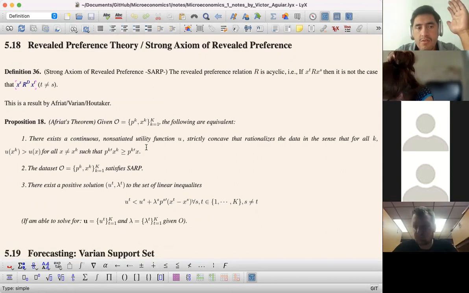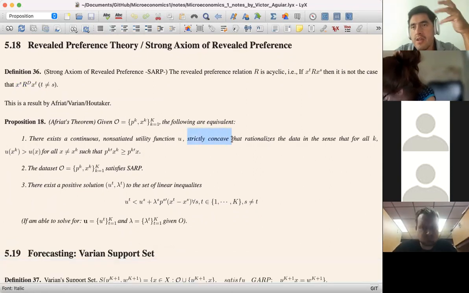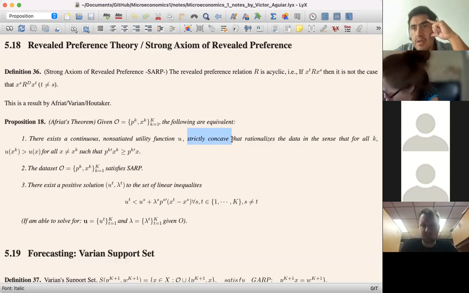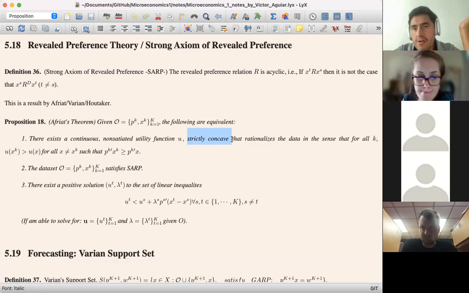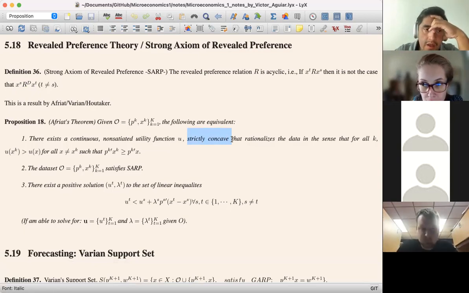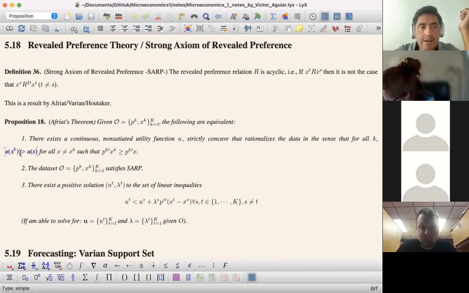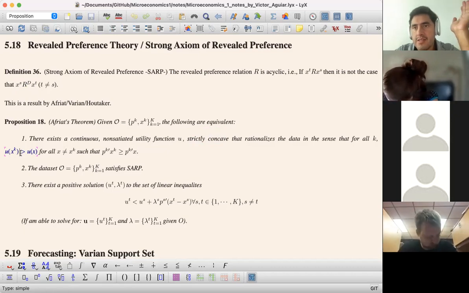What is the difference? Well, there are two differences. First is strictly concave instead of concavity. Remember that with strict concavity, you get uniqueness of the demand function, right? So the uniqueness of the demand function is essentially the new thing you get, and this is the byproduct of strict concavity, okay? And the second thing is that there is a strict inequality here because this is the only maximum, right? So xk is a unique maximizer, so it has to be strictly above the rest. There is no indifference at the top, okay?